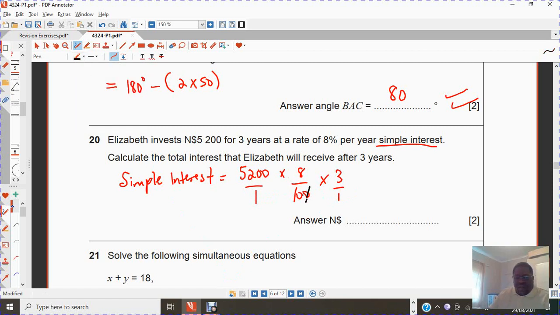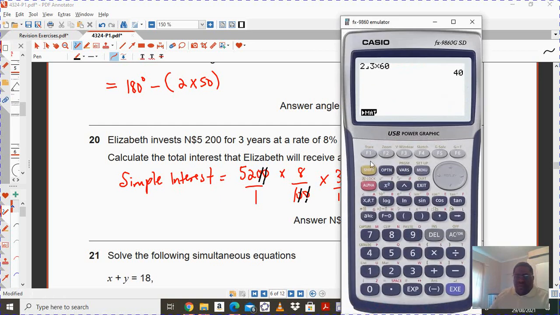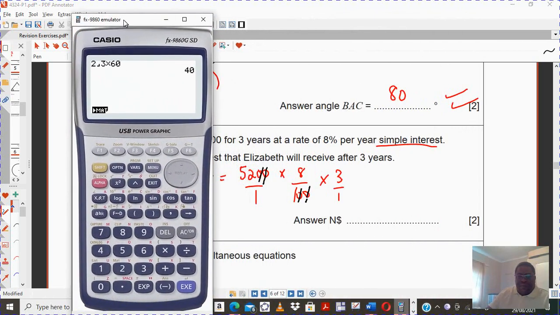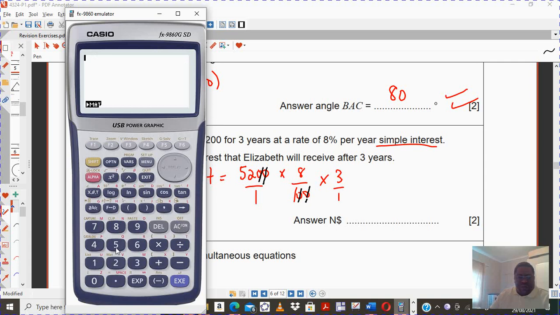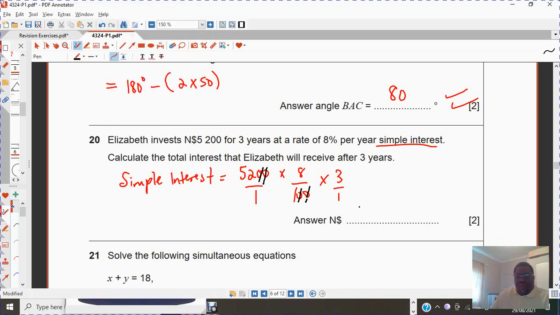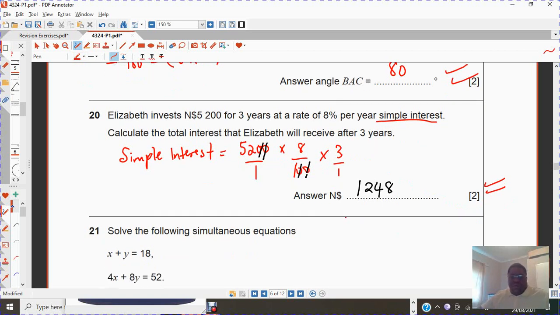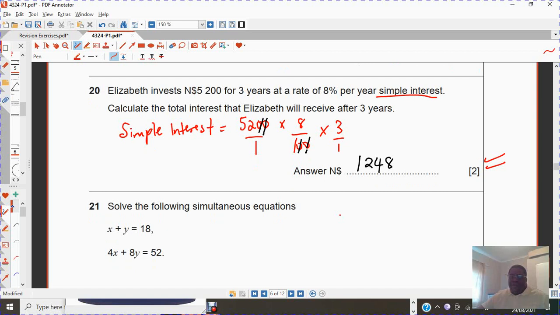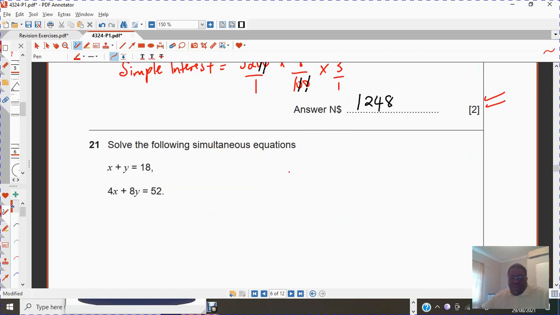Well, I can divide here by 100 by taking off that, and then I can go ahead and whip out my calculator. On your calculator, you can simply say 52, times 8 times 3. So the interest is 1,248. Make sure that you don't mix up your question. If the question was asking for the amount, then you must take that 1,248 and add it to the 5,200.